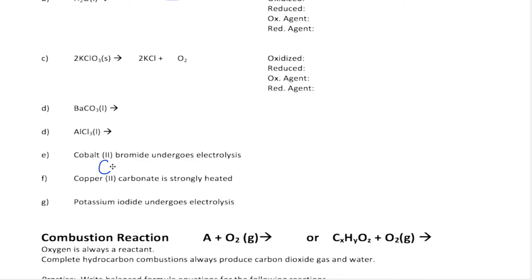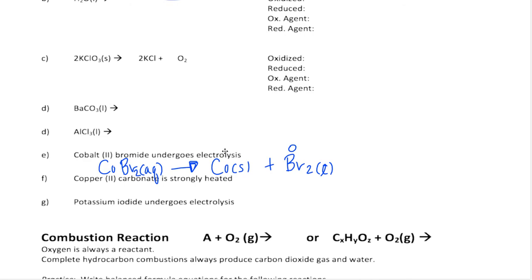Cobalt-2 bromide. Let's say it's aqueous because it has to be aqueous in order to do electrolysis, and I'll do this for you in class. It's going to turn into cobalt solid and bromine liquid, like that.